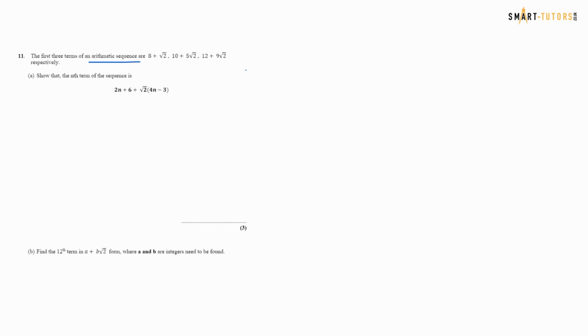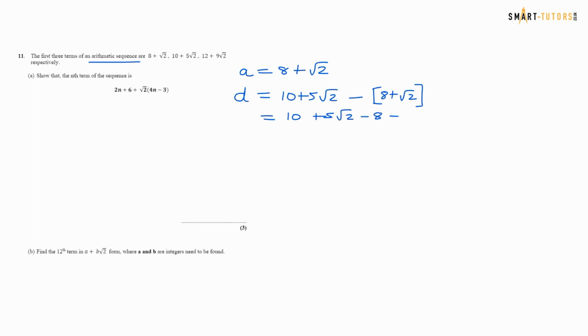So for an arithmetic sequence, we need to find a, which is 8 plus root 2. The difference is d. Second term, 10 plus 5 root 2, take away 8 plus root 2. So if I take away, 10 plus 5 root 2 minus 8 minus root 2. 10 take away 8 is 2. 5 root 2 take away root 2 is 4 root 2.